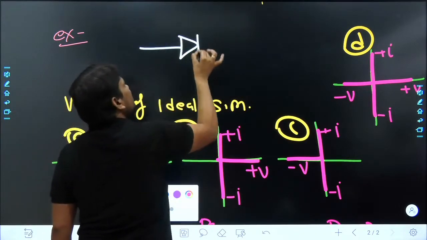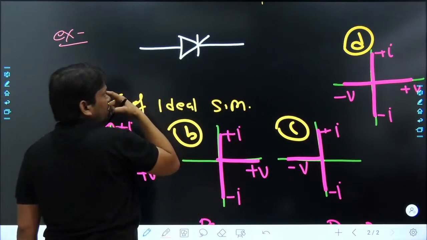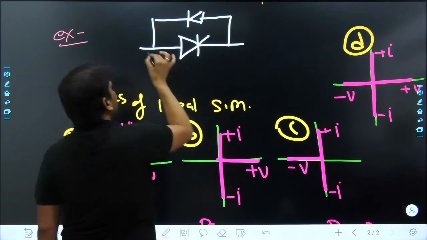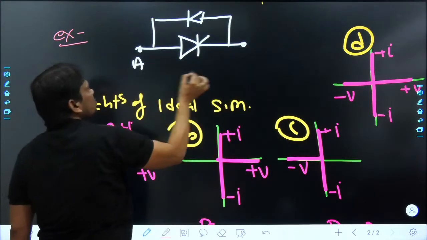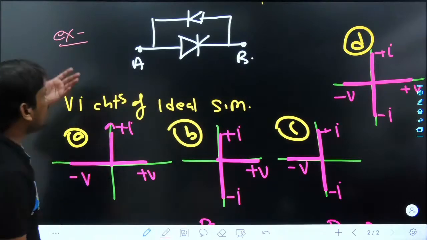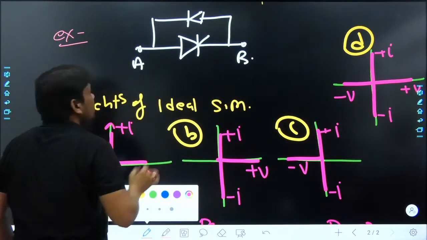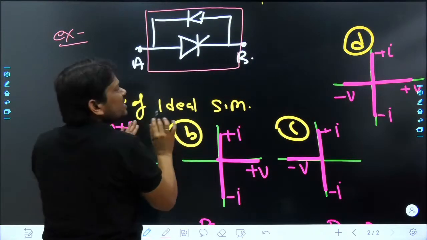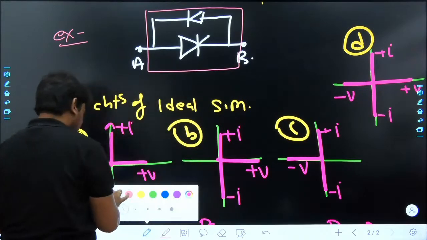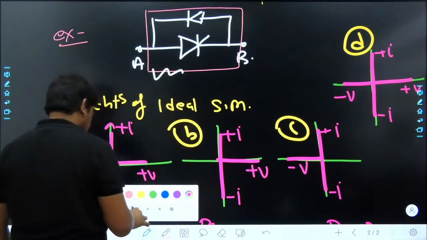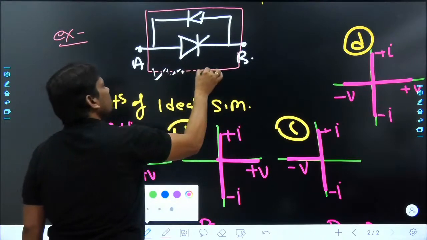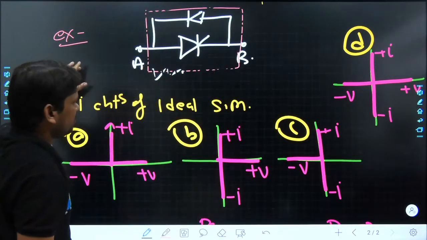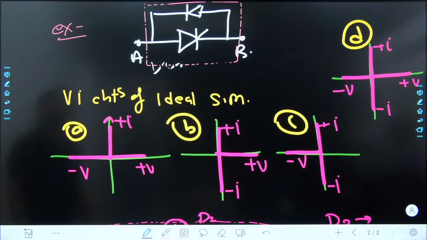You have one SCR in this fashion and one diode in this way. Now tell me, dear, what will be the VI characteristic of this switch module? Start your job, my dear friend. Take this example in an easy way. Really, it is not complex at all. So think properly. Before drawing the VI characteristic of this one, again you have a few options.